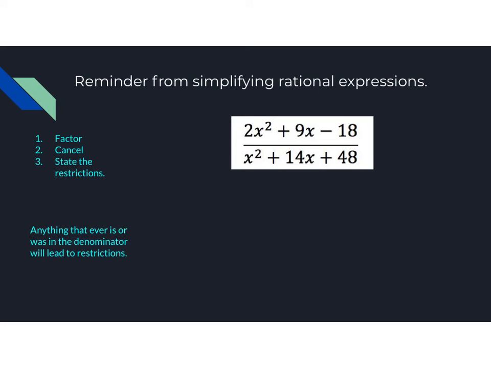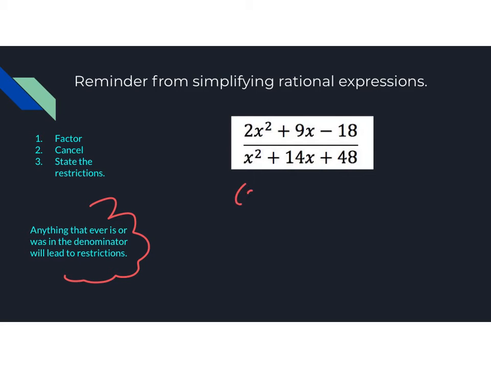I wanted to just pause for a second and remind you guys of some work that we did of simplifying rational expressions. Our steps for simplifying rational expressions are to factor, cancel, state your restrictions. Remember, we talked when we did this in December and November that anything that ever is or was in your denominator is going to lead to a restriction. As we're working today, I want you guys to see how those restrictions go into graphs of the function. So let's just start with an expression just to remind us of this.